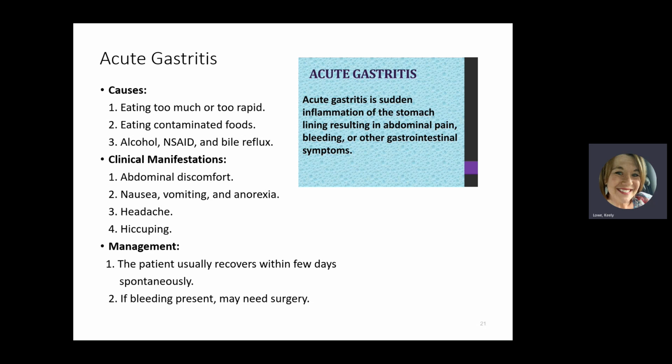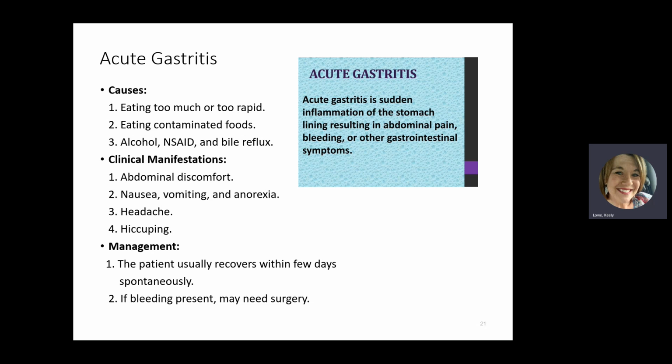So again, some things that can cause it: eating too much, eating too early, eating too late in the day, eating things that could be contaminated, and then taking in things like alcohol or NSAIDs or aspirin that can increase stomach acid and can damage the lining of the stomach. Acute gastritis comes on rather quickly, okay?